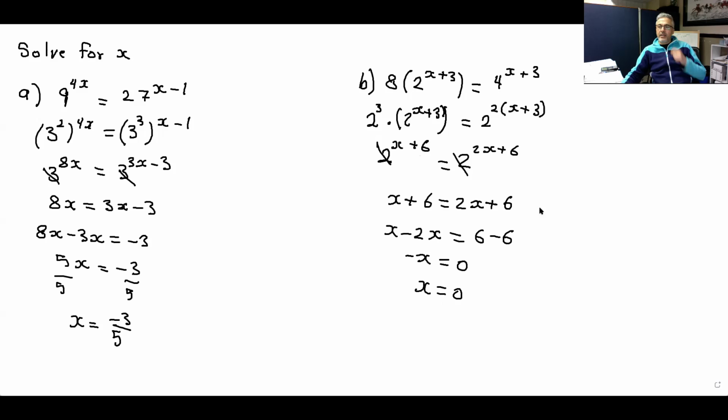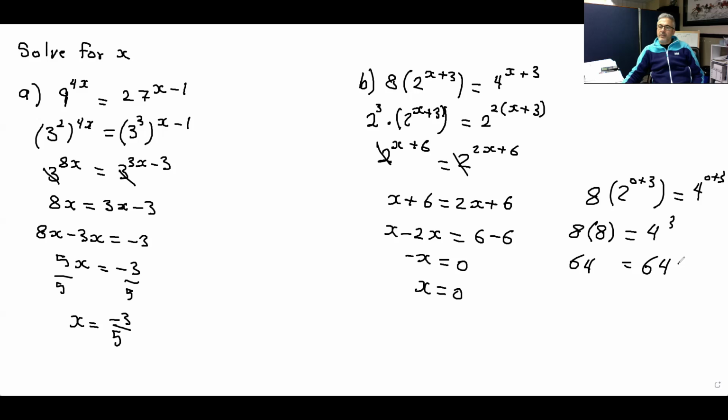And then if you sub 0 in here, if you want to double check, just sub in the 0 into the x, 0 plus 3 equals 4 to the 0 plus 3. So here we have 8, that's a 3, so 2 to the power of 3 is 8. So 8 times 8, and this becomes 4 to the 3. 8 times 8 is 64, and 4 to the power of 3 is 64. So checked.